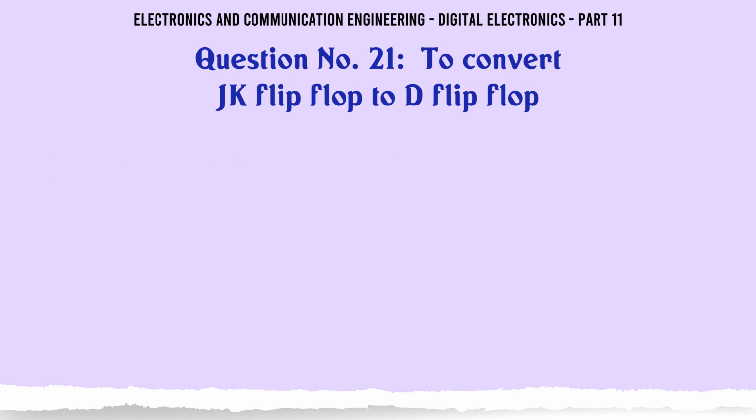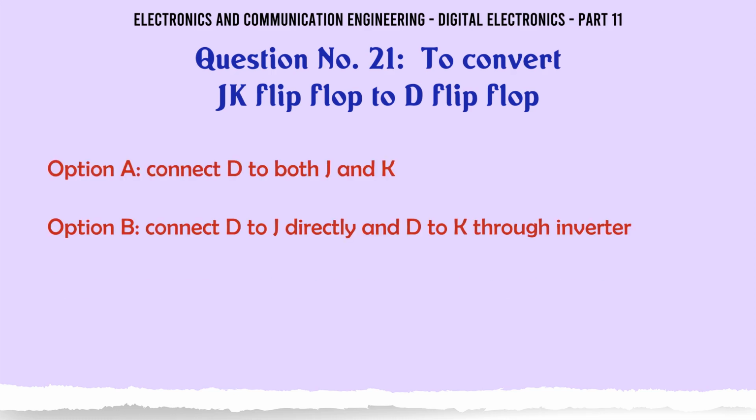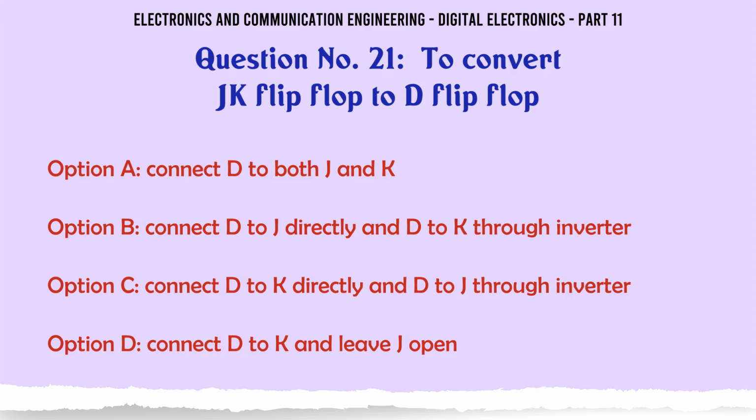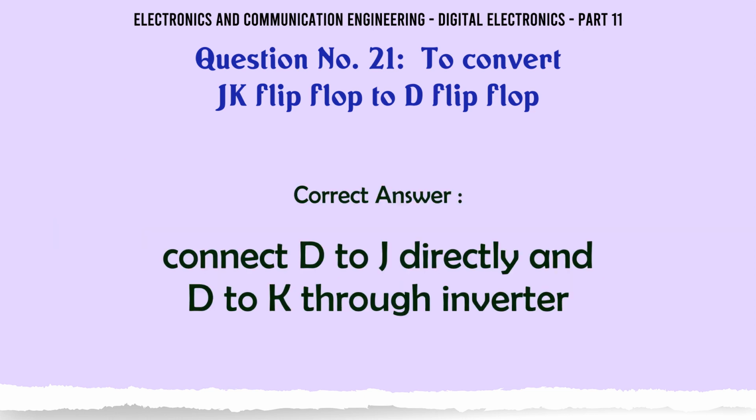To convert JK flip-flop to D flip-flop: A, connect D to both J and K. B, connect D to J directly and D to K through inverter. C, connect D to K directly and D to J through inverter. D, connect D to K and leave J open. The correct answer is connect D to J directly and D to K through inverter.